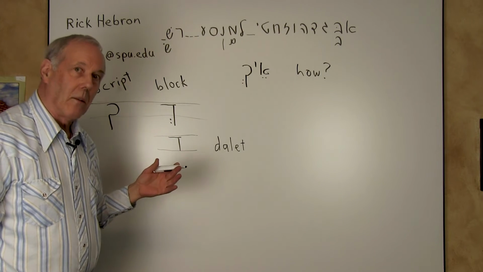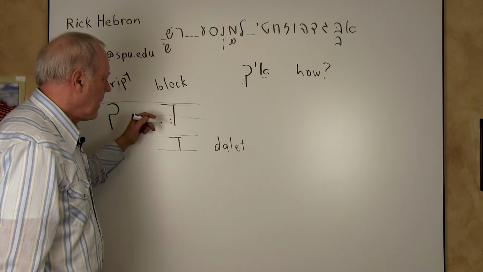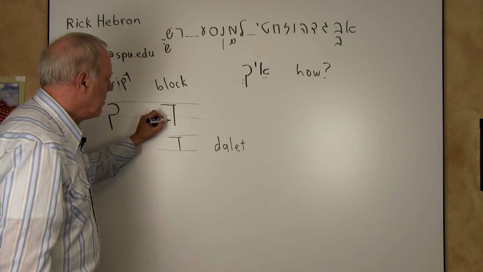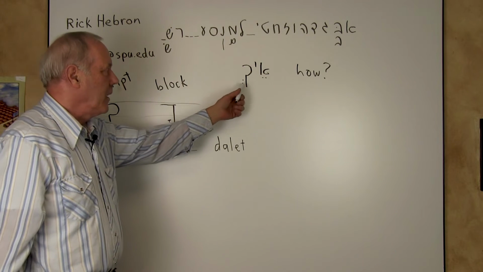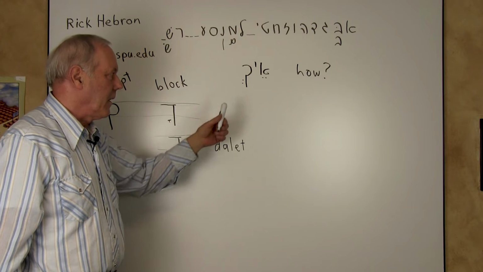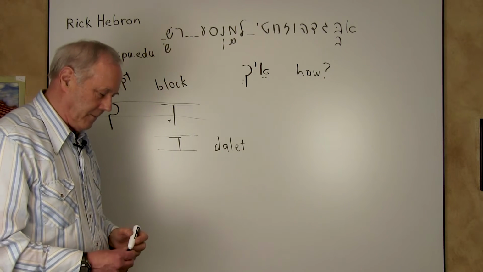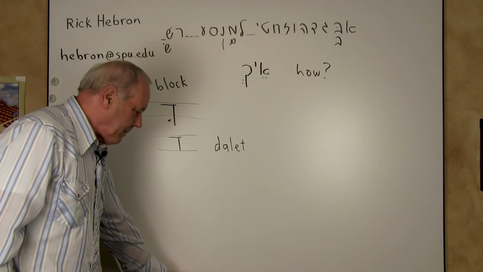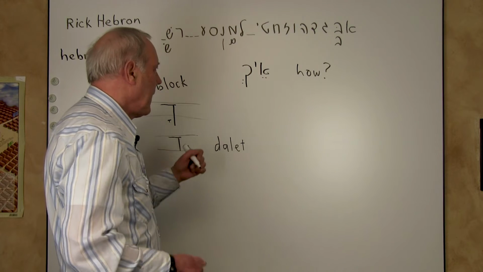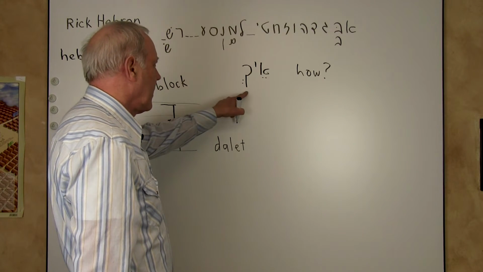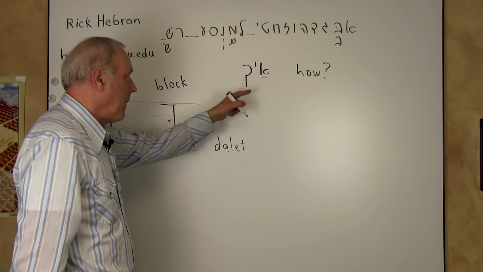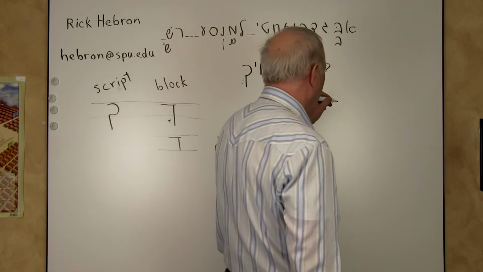Or it might take a vowel. But if it doesn't have another vowel, it'll take the shva, it'll take these two dots. So now that we know how a chaf is going to end at the end of a word, we can say, how are you?